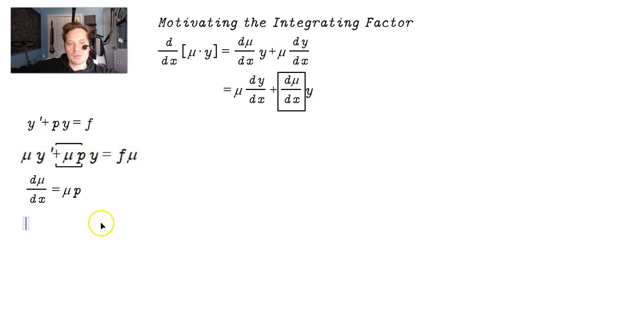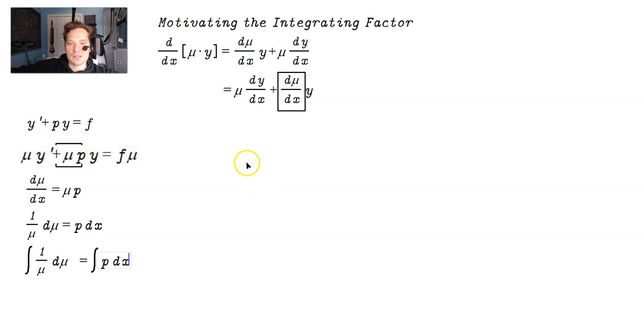But now this is a separable equation. In other words, you can separate. Being a bit careless with the notation here, but it gets the idea across, you can separate things into 1 over mu d mu, and here you're going to have p dx. Then anti-differentiate both sides: 1 over mu d mu is equal to the antiderivative of p dx.